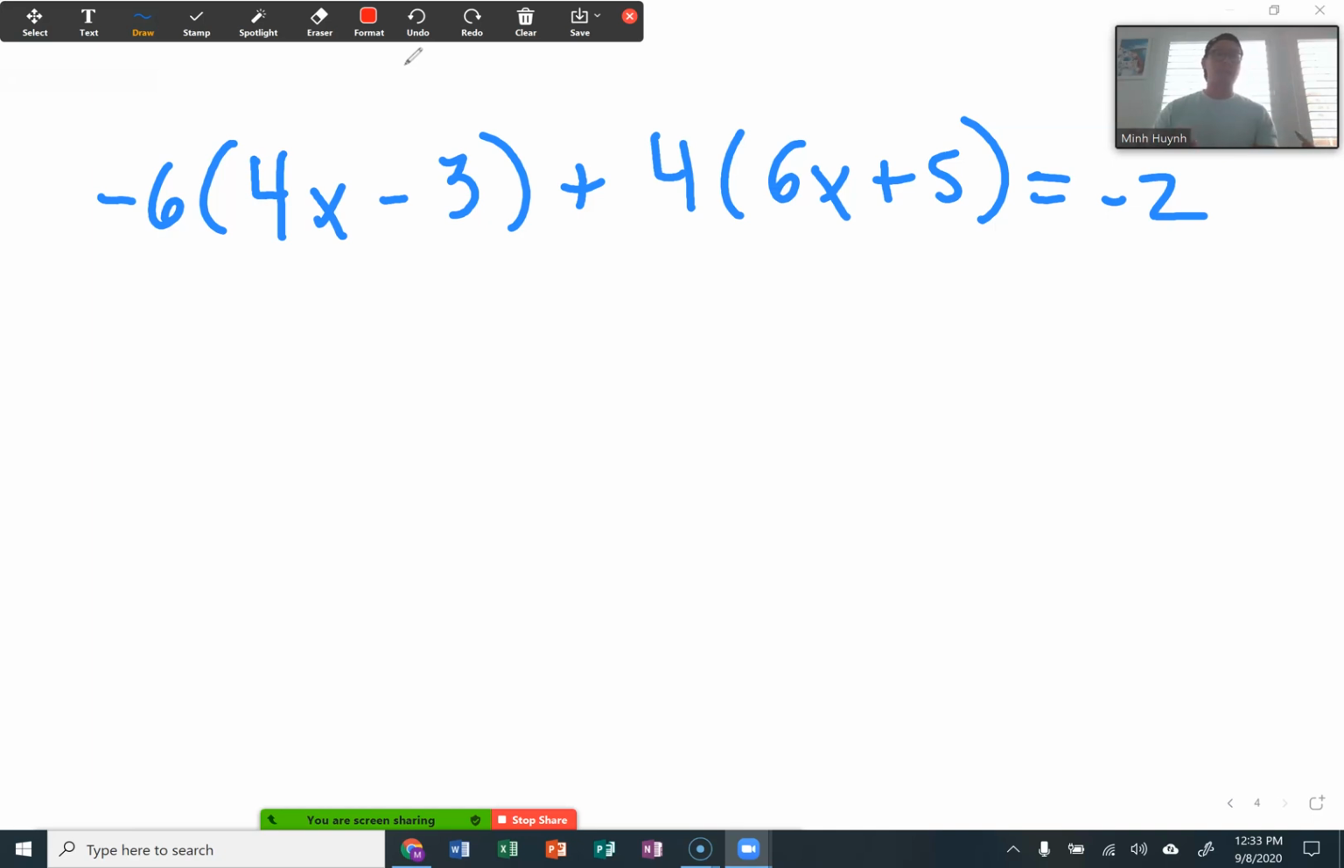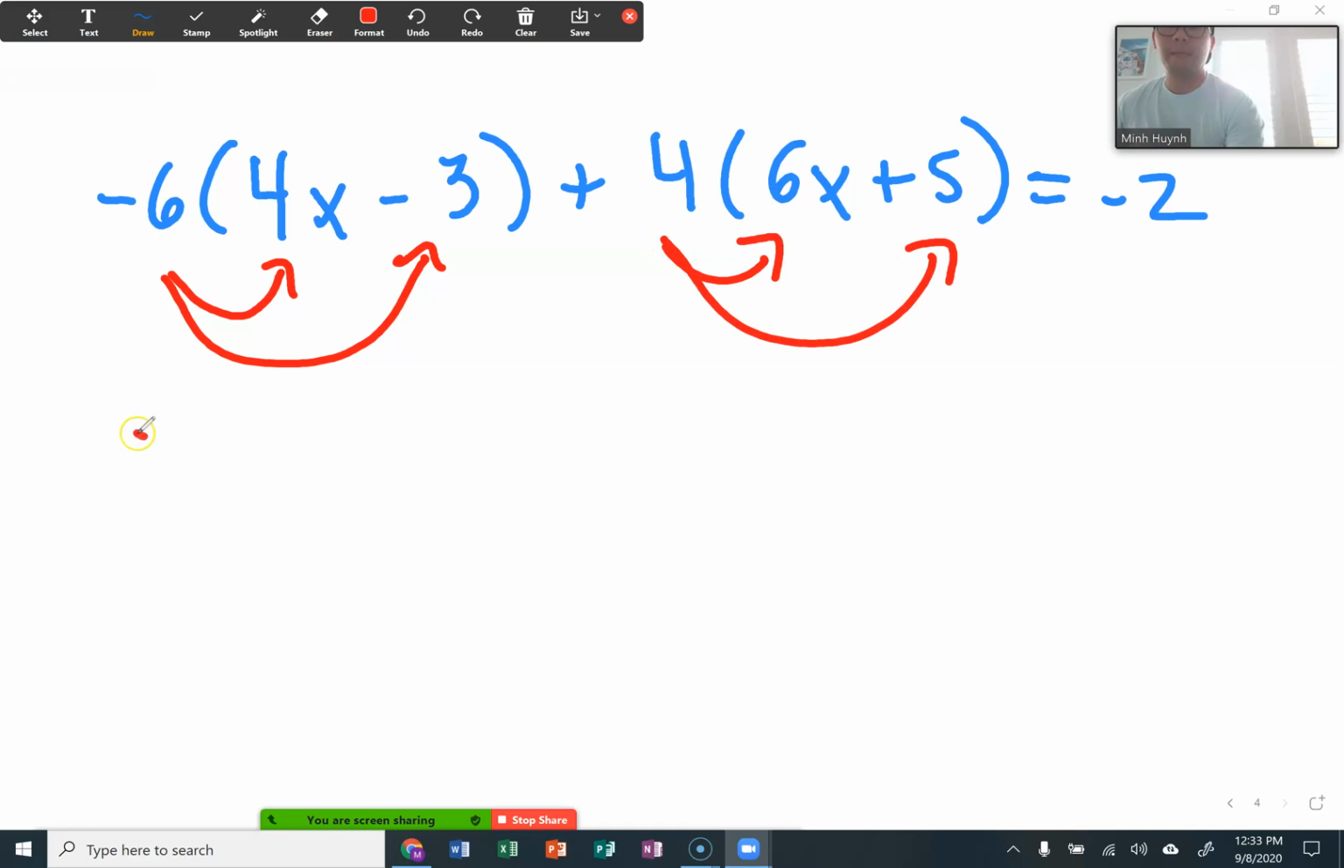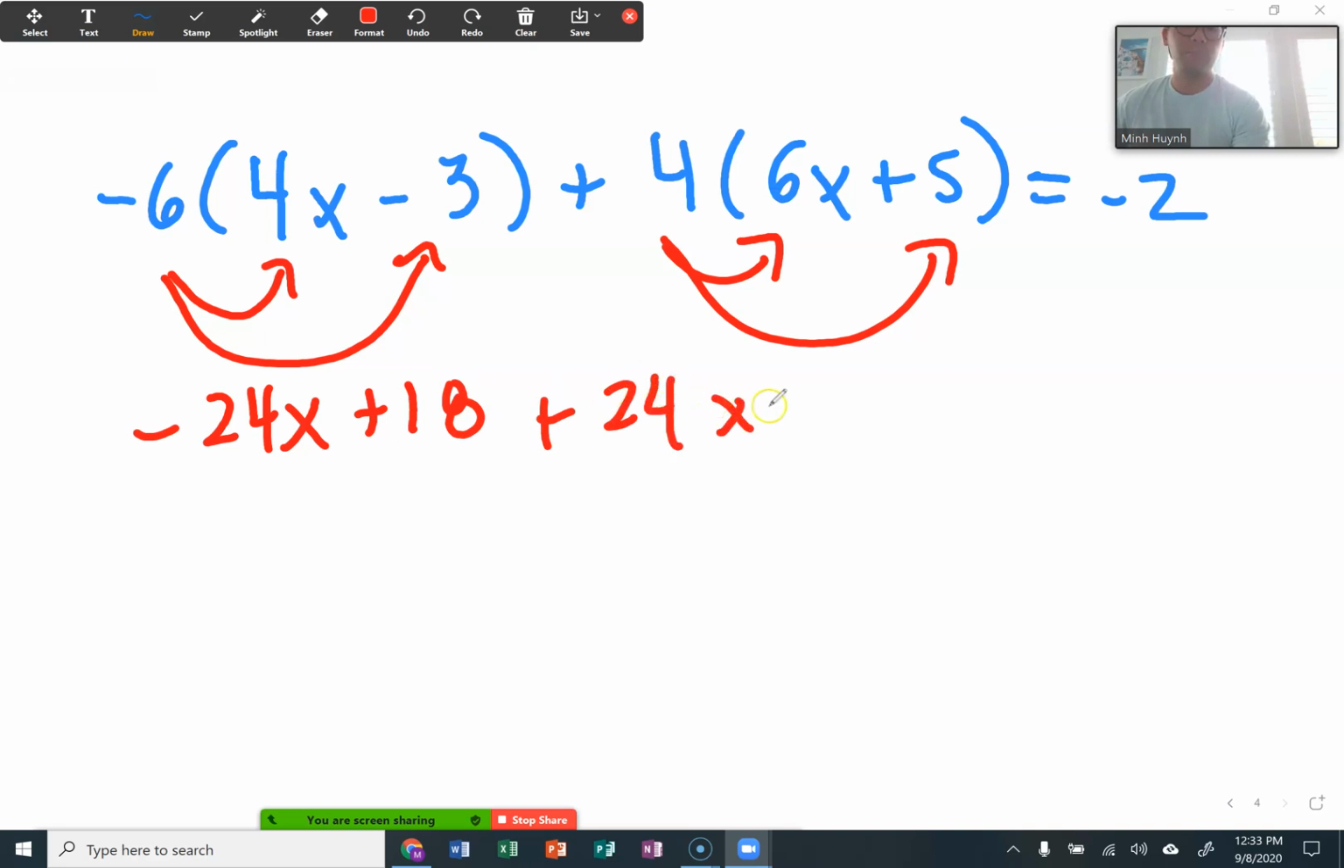We applied the distributive property in the last problem. We can just do it twice in this problem. So, boom, boom, boom, boom. So that'll be -24x plus 18 plus 24x plus 20 is equal to negative 2. Okay, so again, I'm using the distributive property, which essentially is multiplication. All right, and then on the left side, it still looks complicated.